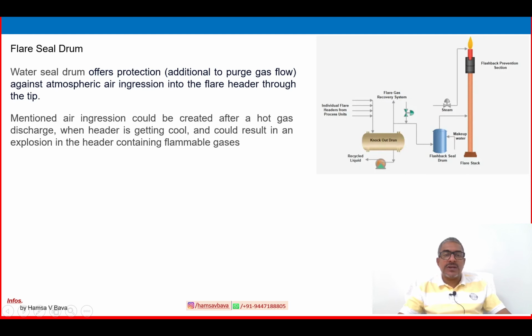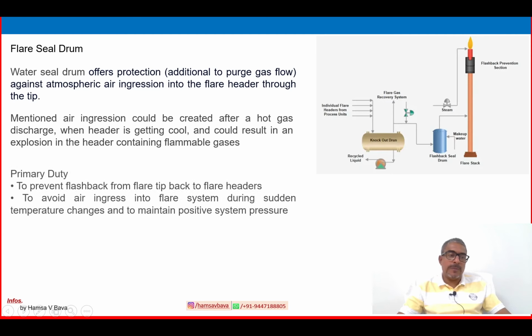The mentioned air ingression could be created after a hot gas discharge when the header is getting cool, and could result in an explosion in the header containing flammable gas. Or in this flammable gas line, maybe hot flare gas or hot air is entering, so it can create an explosion. So to prevent that, we are using a seal drum. Normally water will be used as the sealing liquid.